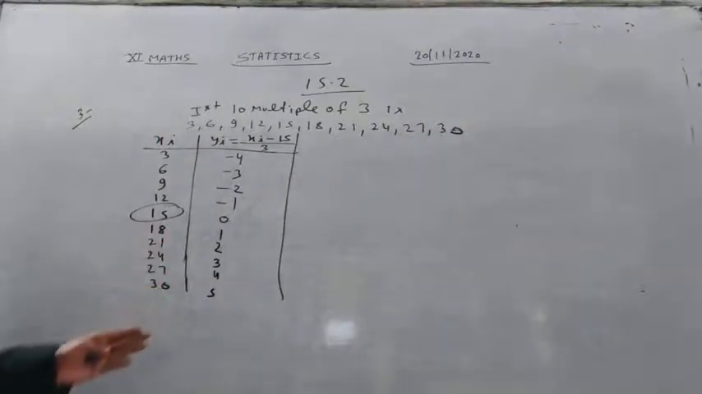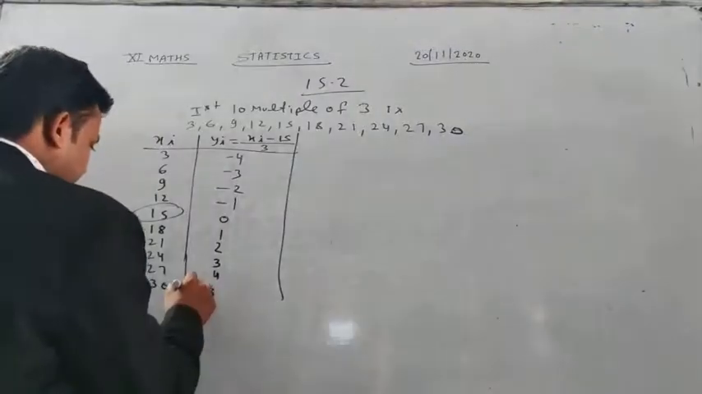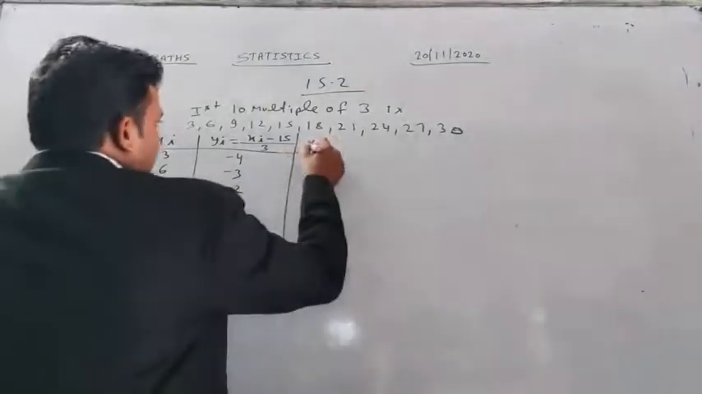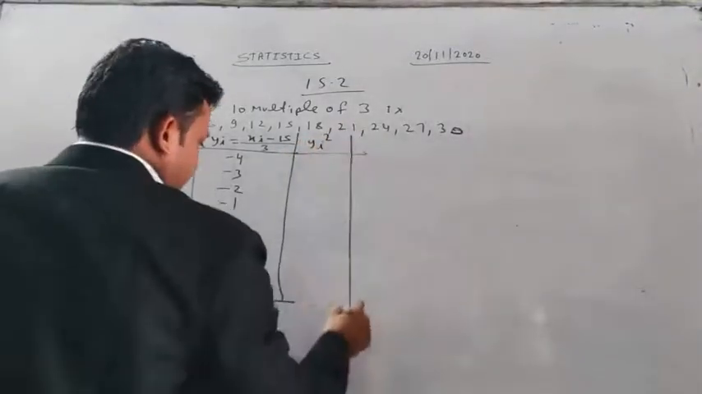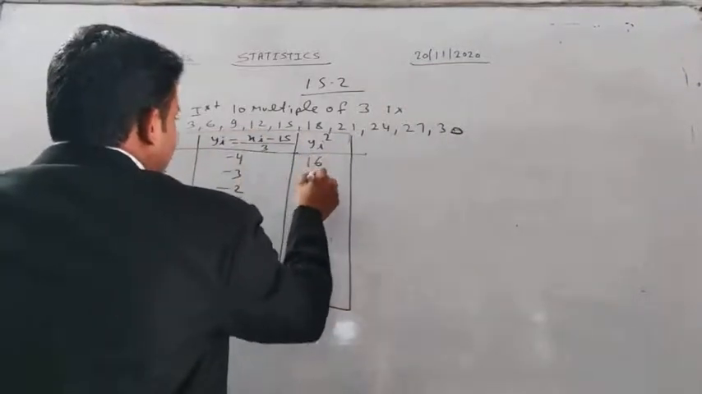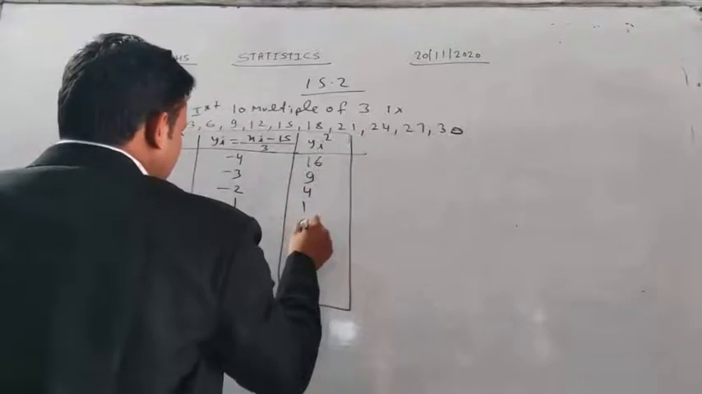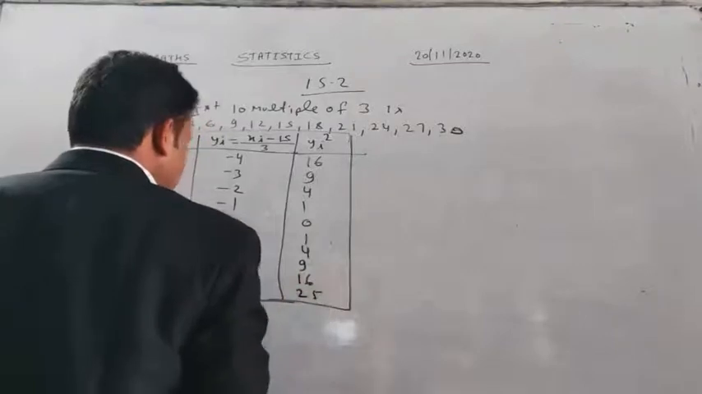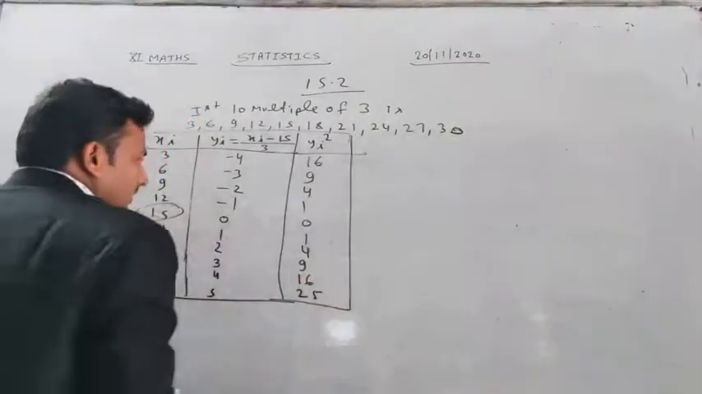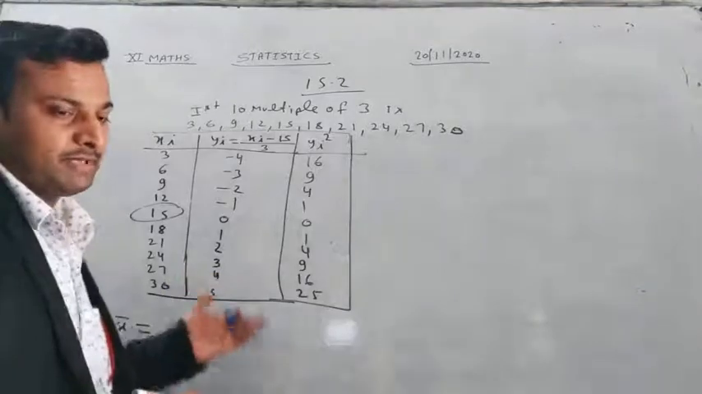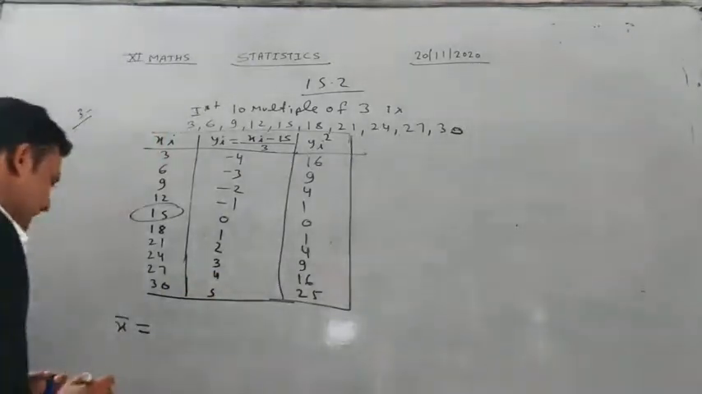Now this is our yi. Now we will find what? yi square. So we get yi square: 16, 9, 4, 1, 0, 1, 4, 9, 16, 25. Now we will find our mean, x bar. Because we have to find the mean and variance both, we will first find the mean.